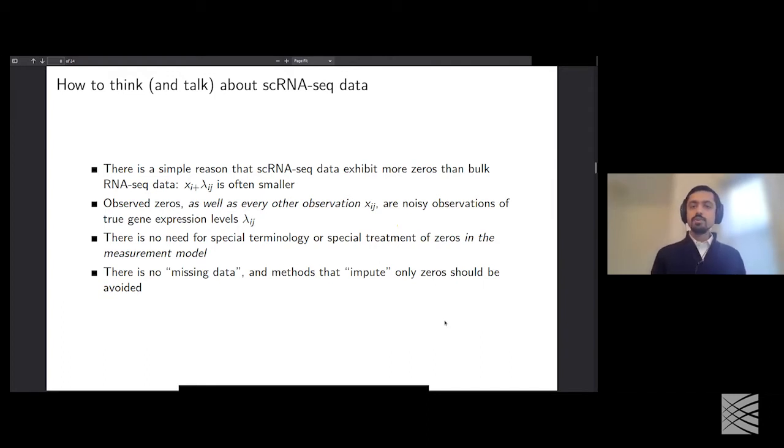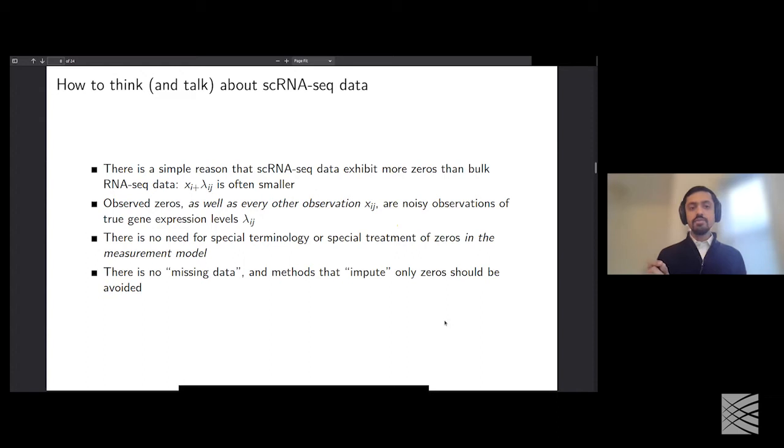Related to that, we don't need special terms or special treatment of zeros in the measurement model. That's not to say that we don't need special treatment of zeros or very low expression levels in the expression model, but specifically that there is no extra mechanism that generates zeros in the measurement process. That also means that we don't need a term like dropout to talk about some kind of supposed mechanism.